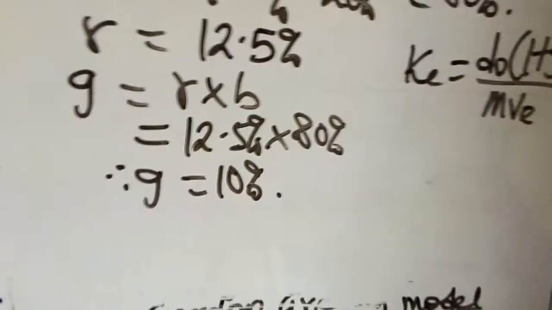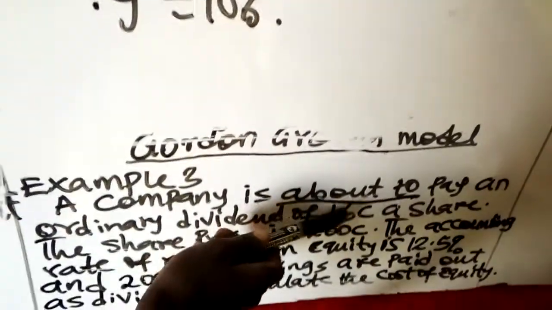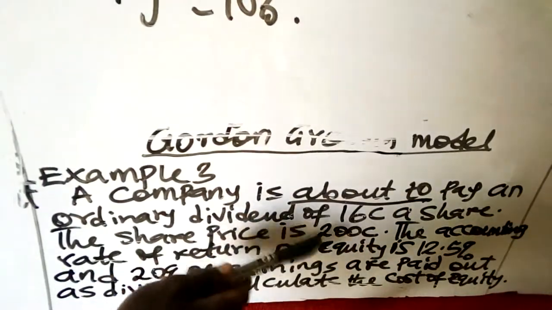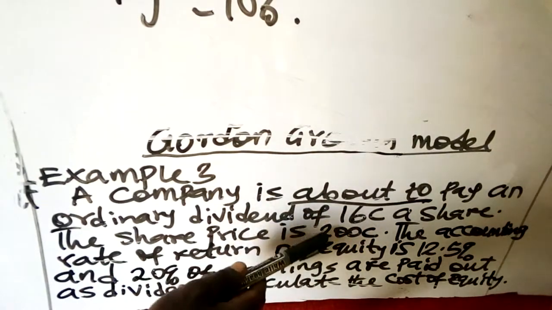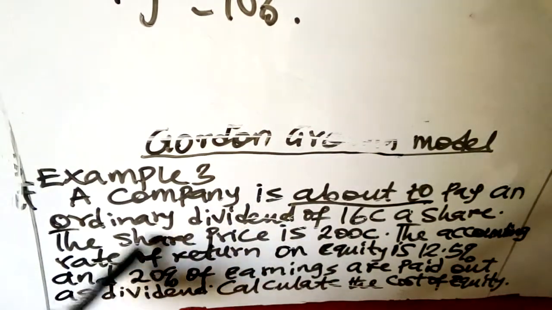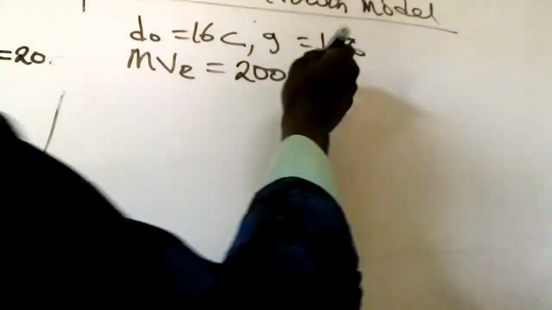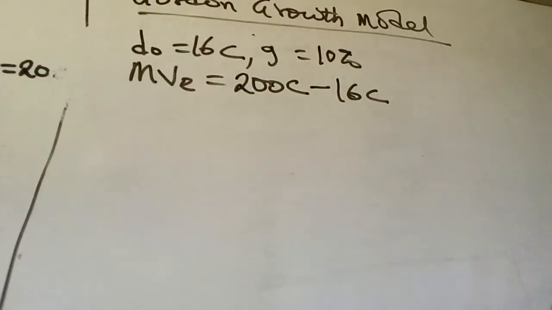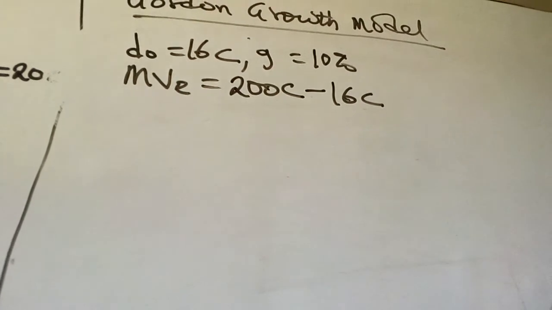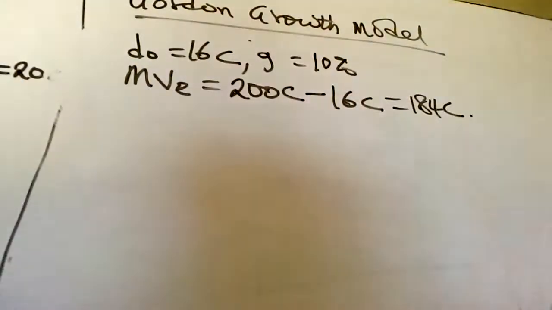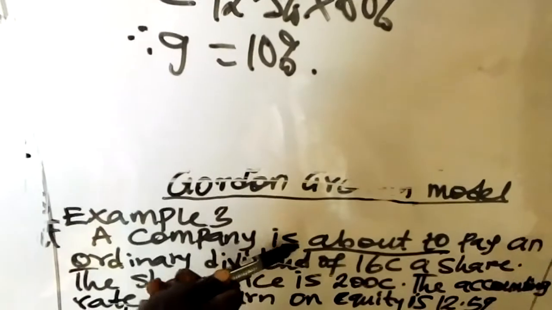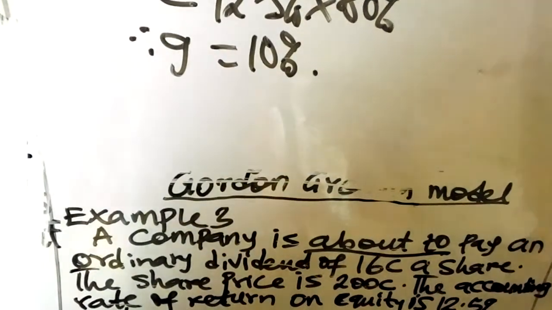The market value. We were told a company is about to pay. I've told you that where there is an outstanding dividend, about to pay an ordinary dividend, that means the dividend has not been paid. The dividend of 16 cents hasn't been paid. That means the market value is cum div. The share price is 200 cents, so the 200 cents is the cum div market value. You have to subtract the dividend from it to make it ex div market value. 200 minus 16 gives 184 cents. That is the ex div market value, because the 200 is cum div, as the dividend is about to be paid.